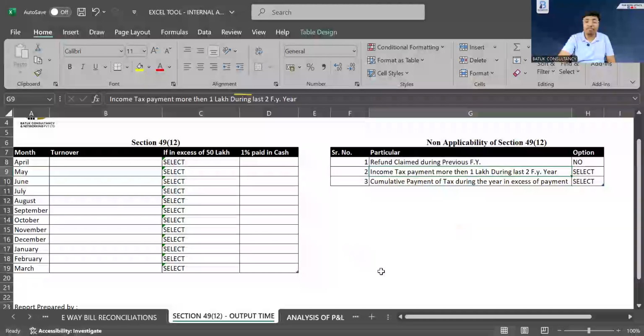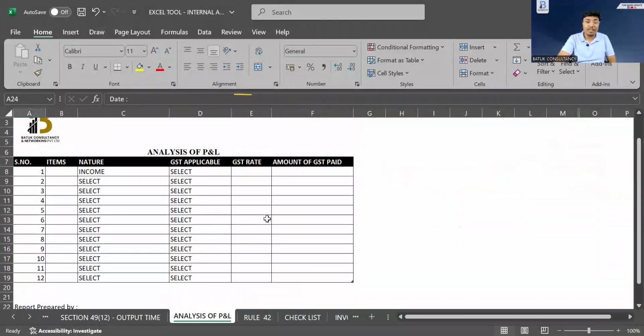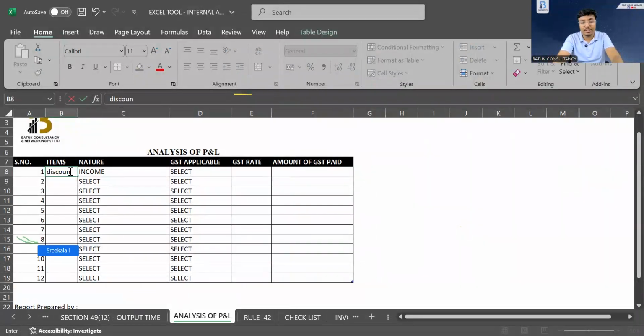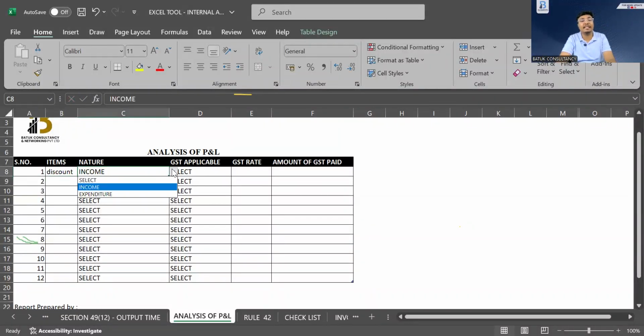Then analysis of profit and loss account. Sir, all the expenditure and income which is mentioned in the financial statement, we just need to put the name of that item. Just suppose there is an income of discount, so we'll just need to show discount. Okay, what is the nature? Just select it as an income. If the same is expenditure, we'll select it as an expenditure. Whether GST is applicable, so yes, GST is applicable. What is the rate of GST applicable? We just need to ensure, suppose 12% rate is applicable, so 12%.